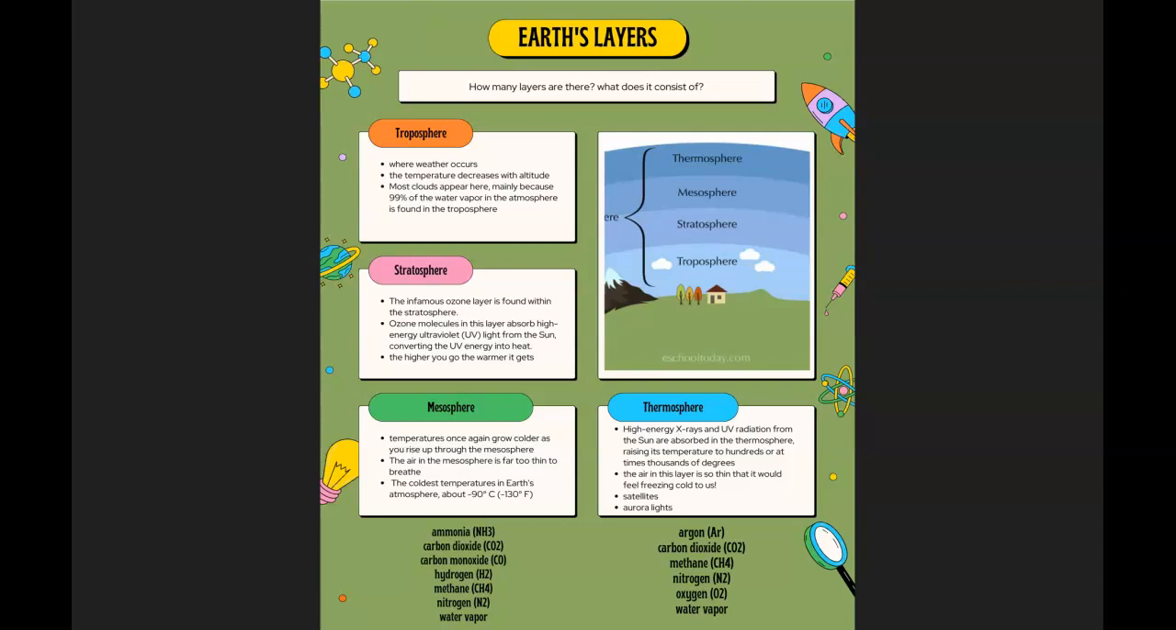So next one is the thermosphere, where high energy X-rays and UV radiation from the sun are absorbed, raising its temperature to the hundreds. Now in this layer, it is so thin it would feel freezing cold to us. This is where we see satellites. Also, fun fact, this is where we see the aurora borealis. Now, the aurora borealis is when we see those northern lights.